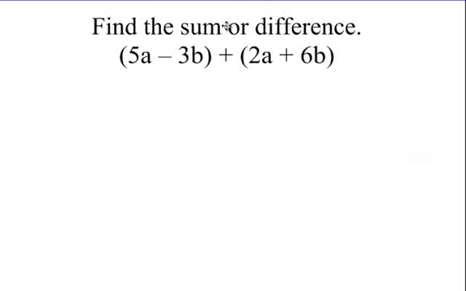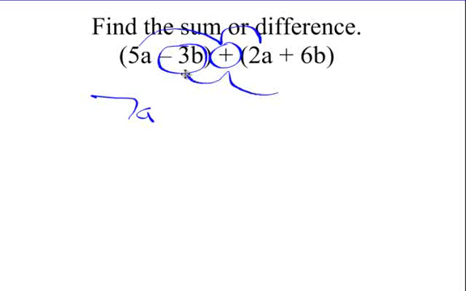Okay, we want to find the sum or the difference. In this case, we're going to find the sum because they're asking us to add, any way that you want. Binomial and a binomial, you're probably good here, right? 5a plus 2a, 7a, negative 3b plus 6b, so plus 3b.